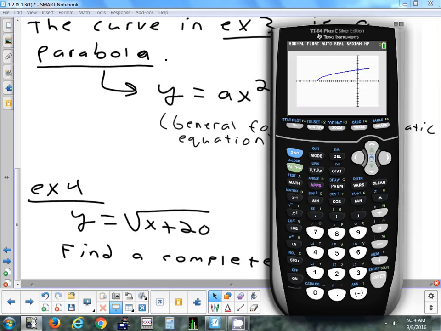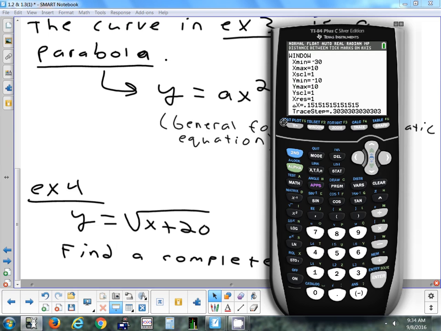Now we can definitely see it's not a line. That's how a square root function looks. It's a curve. It does look like it kind of flattens out, but it really never does. It's always curved just a little bit. Okay, so find a complete window. That's it. We're done. That's all I want you to do.